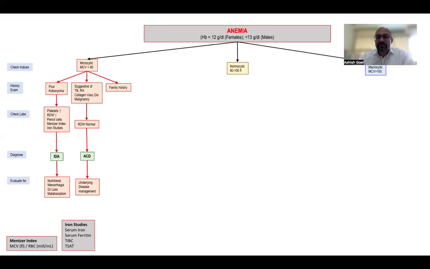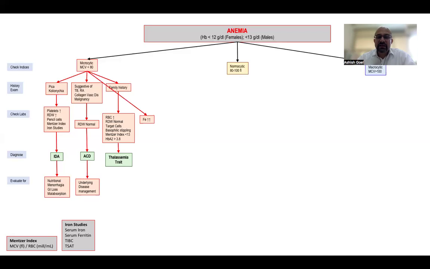If you find that there is a family history suggestive of anemia and you find that on the indices the count of RBCs is increased, the RDW is normal, you find that there is basophilic stippling or target cells on peripheral smear, you find that the Mentzer index that we just discussed is less than 13 and HbA2 is greater than 3.8 on electrophoresis, then we identify this patient as having a thalassemia trait.